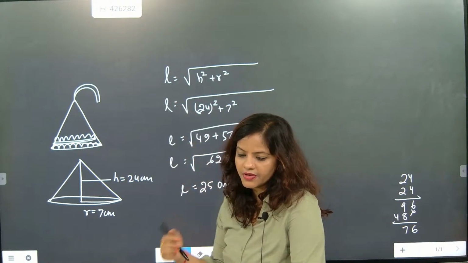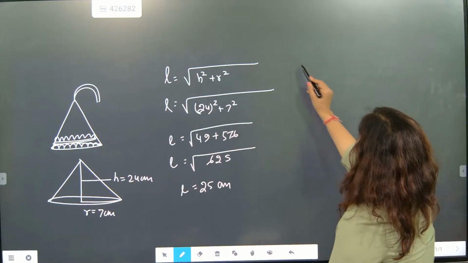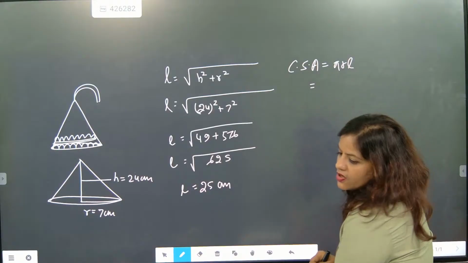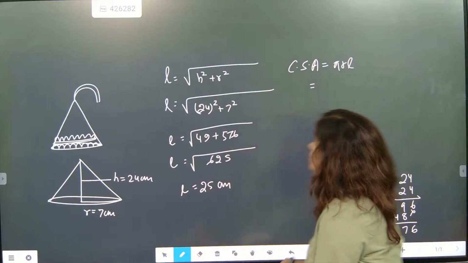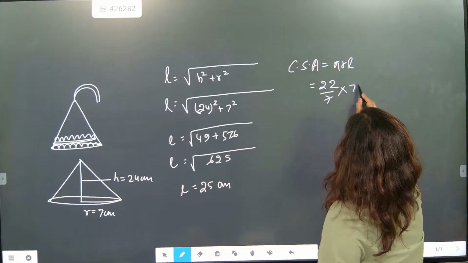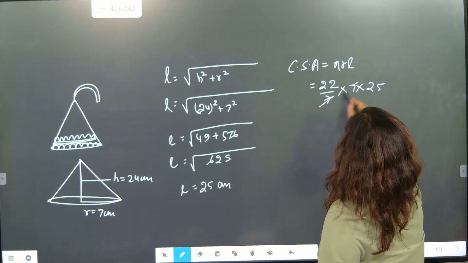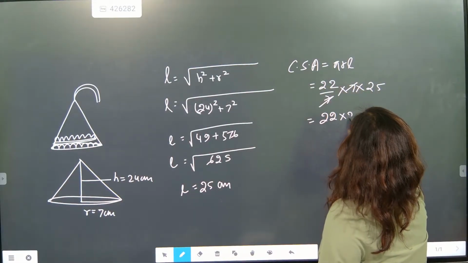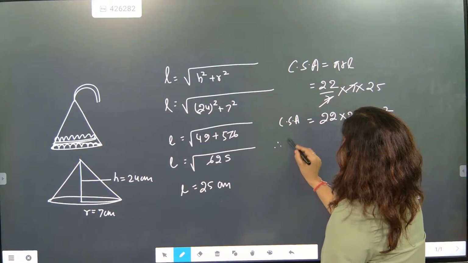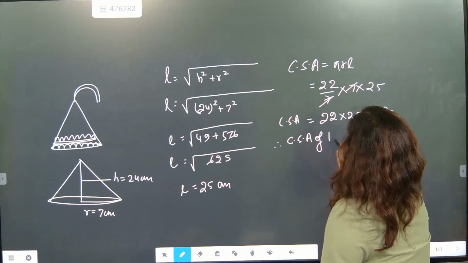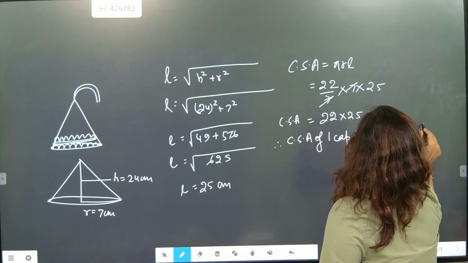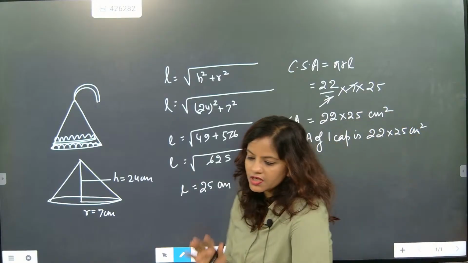Once the slant height is 25 centimeter, we will find the curved surface area. CSA will be equal to pi r l. So the CSA of one cap is 22 by 7 into radius 7 into slant height 25. So 7 and 7 cancel, and the CSA of one cap is 22 into 25 square centimeter. But how many caps are there? Total 10 caps are there.